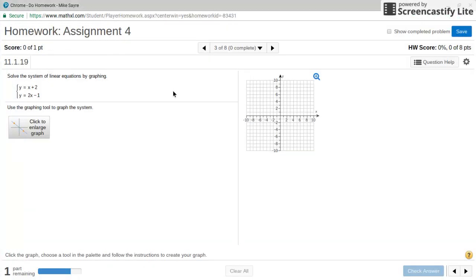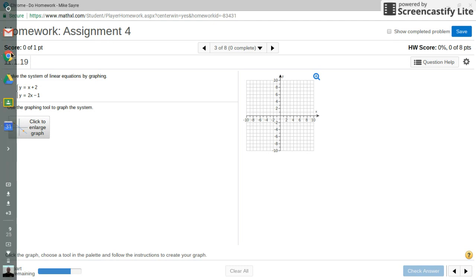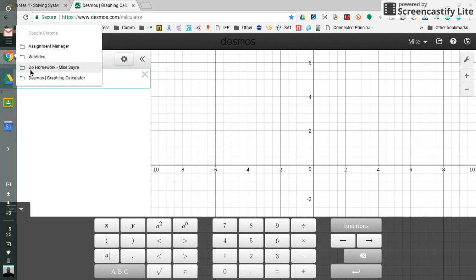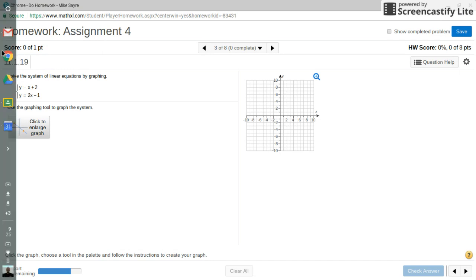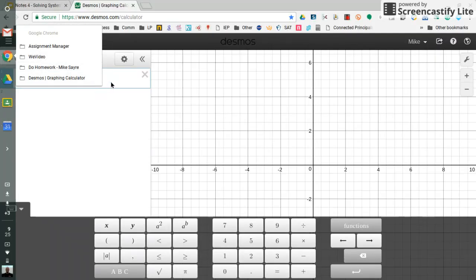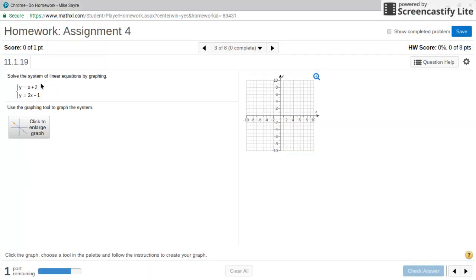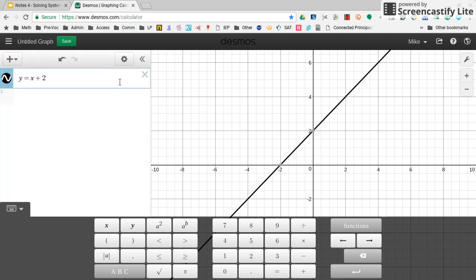All right, so let's look at what MyMathLab has us doing right now. We have these 2 equations, y equals x plus 2 and y equals 2x minus 1. I'm going to graph y equals x plus 2, and then my second equation is y equals 2x minus 1. Okay, so now I've got my 2 equations. I have my answer already, which is great. However, that doesn't help us graph in MyMathLab.